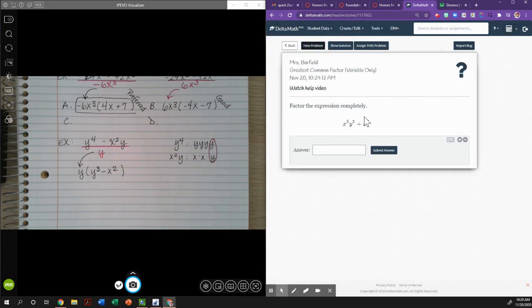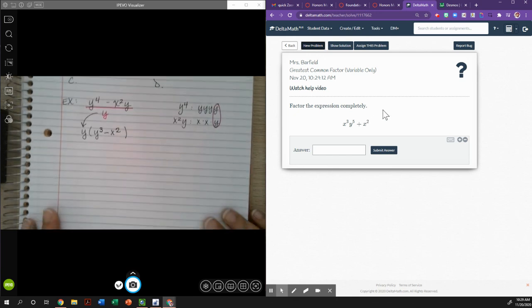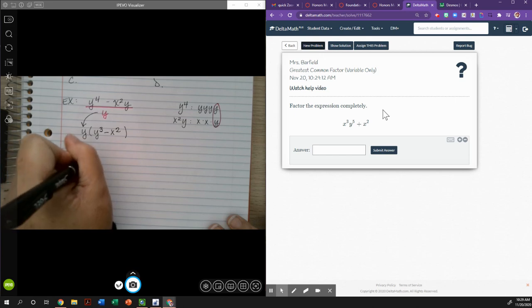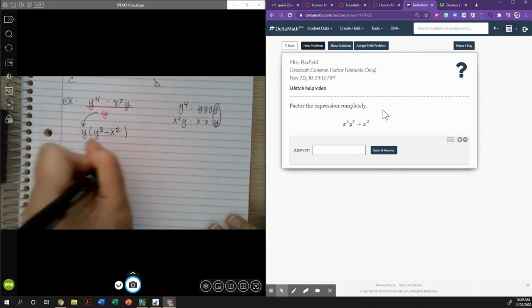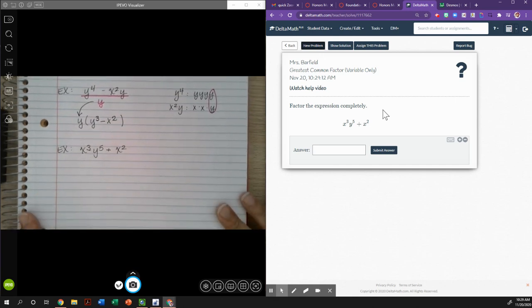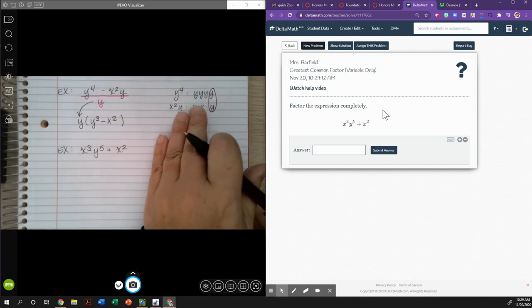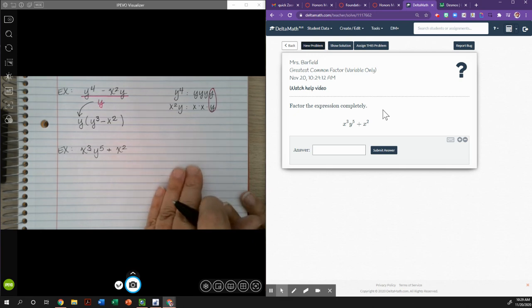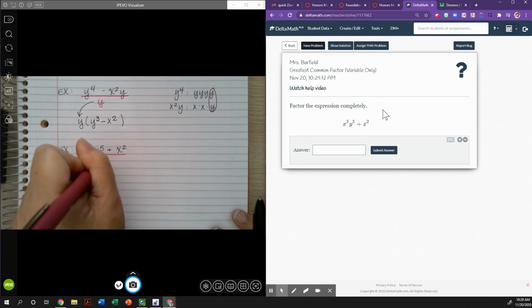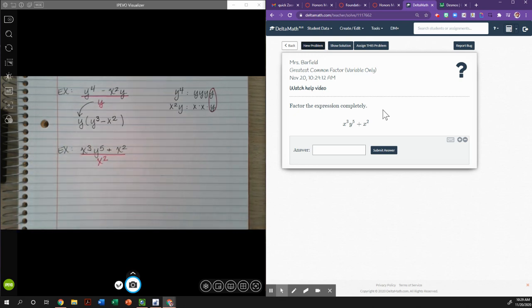All right, so let's try one more. Okay, all right, this is a great example to end with. So x to the third y to the fifth plus x squared. Okay, so again, you're thinking about what we did here in terms of what do both of them have in common. And both of them, if I were to expand it out, have an x and an x in common. So x squared. All right, so I'm going to divide by x squared.